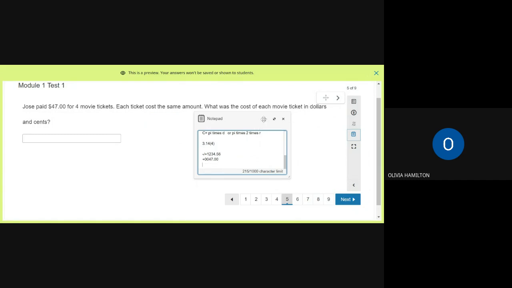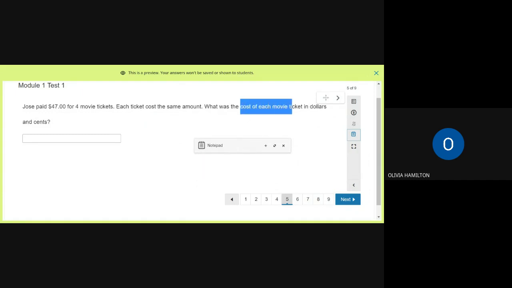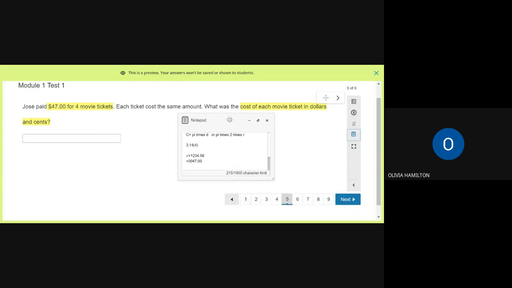Now, let's go back to the question. We want the cost of each movie ticket in dollars and cents. Each movie ticket. They give us 47 for 4 movie tickets. We want the cost of each movie ticket. So what operation do you think we are about to do if we want each?